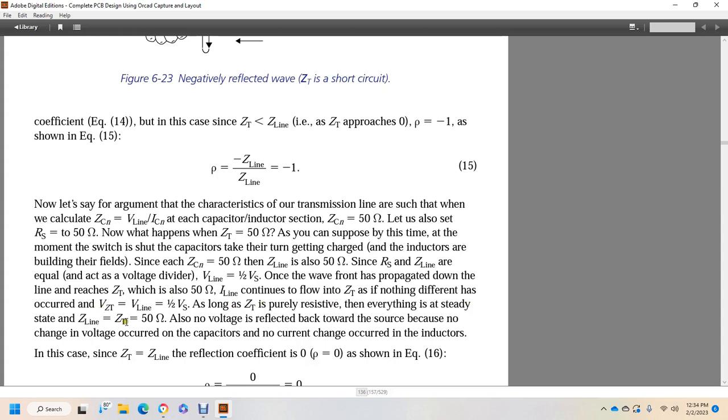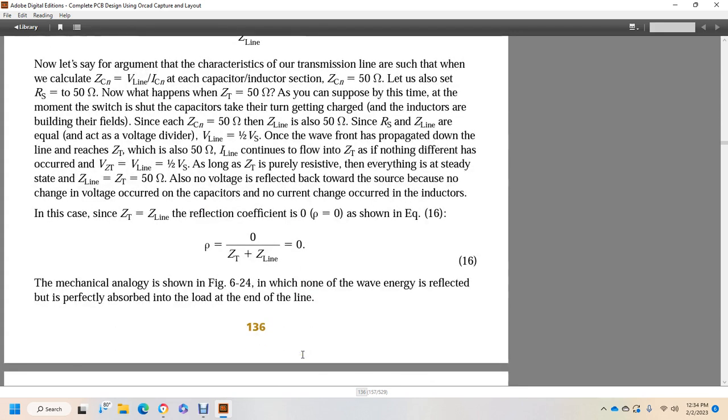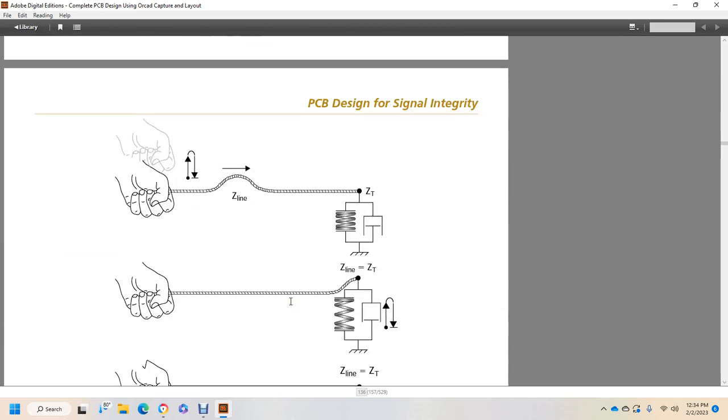Say the line impedance equals the total impedance, equal to 50 ohms. No voltage is reflected back to the source, no change of charge occurred in the capacitor, and no current charge occurred in the inductor. In this case, the termination impedance equals the line impedance and the reflection coefficient is 0, as shown in figure 620, equation 16. In the mechanical analog of figure 620, the wave energy is perfectly absorbed by the load at the end of the line.